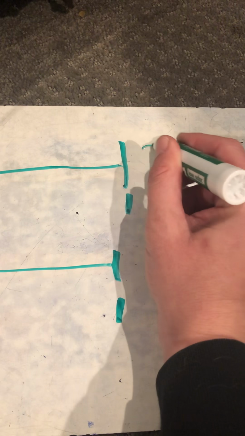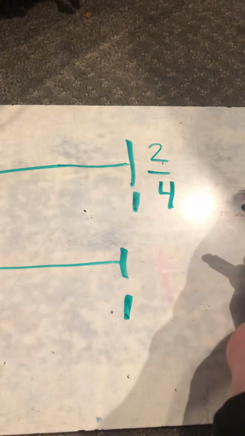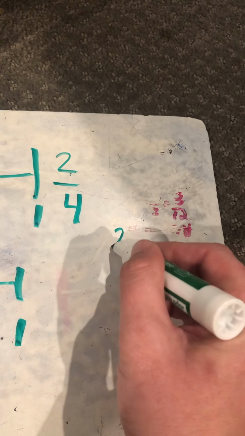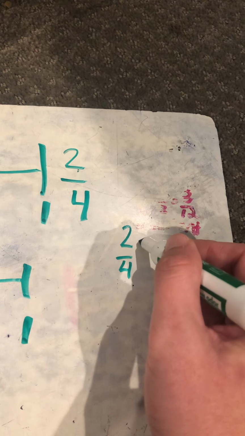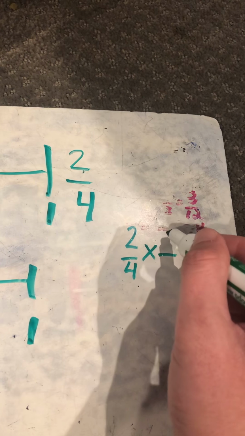I'm going to choose a fraction. I'm going to choose 2/4, and I'm going to come over here. I'm going to make an equivalent fraction. I'm going to multiply this by, let's go 4.